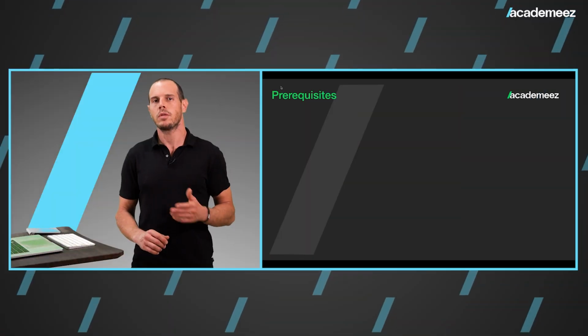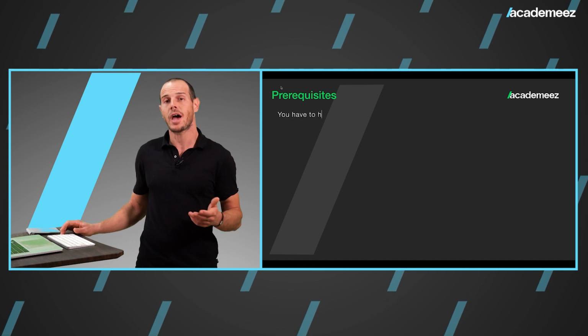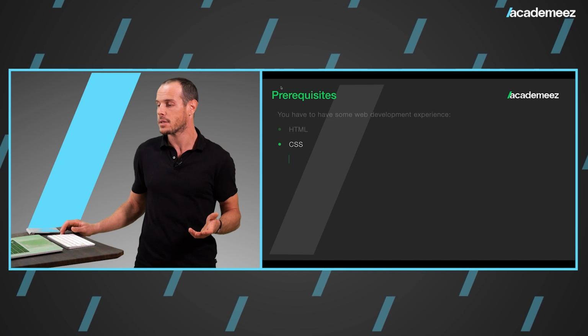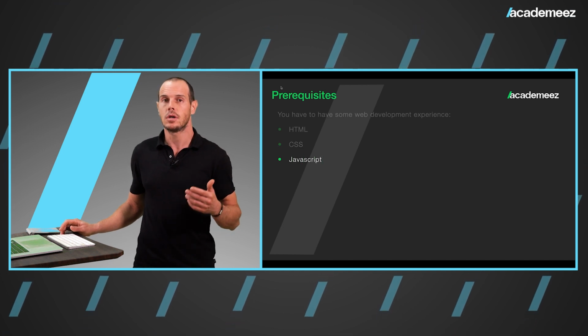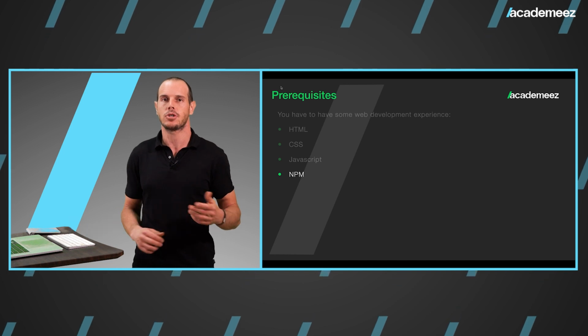In this course, we are going to use React for web development, to create web applications, websites, so you should have basic knowledge in web development. That includes HTML, CSS. The programming language we're going to use to create our web application is JavaScript, and we're going to use NPM for basic package installations.